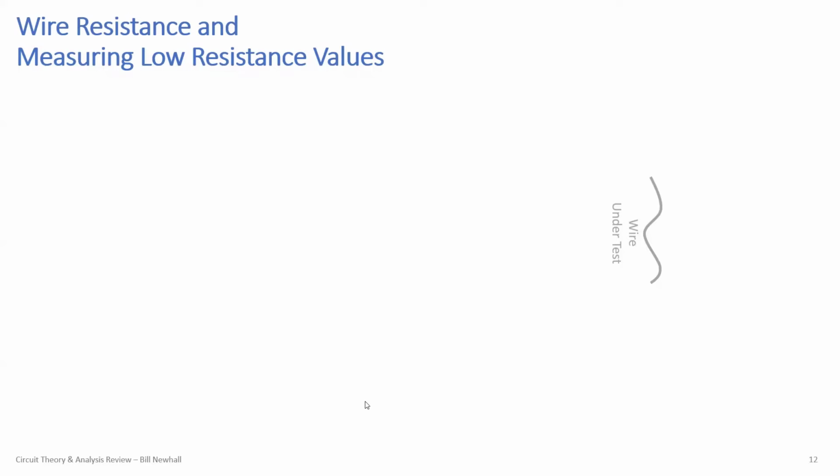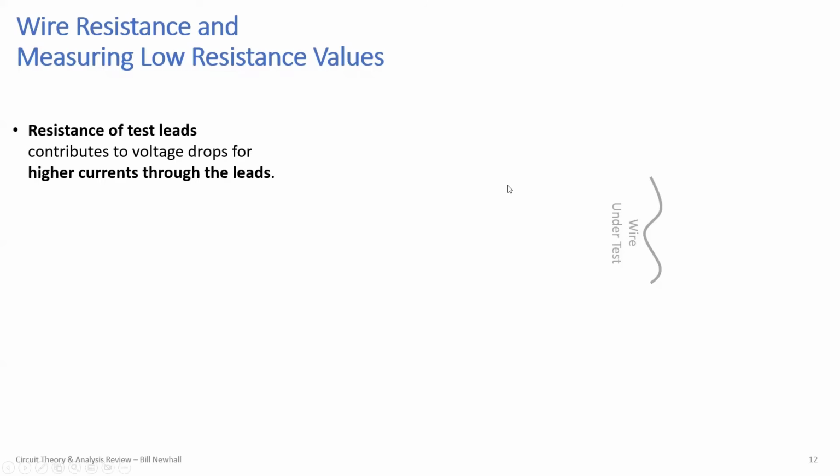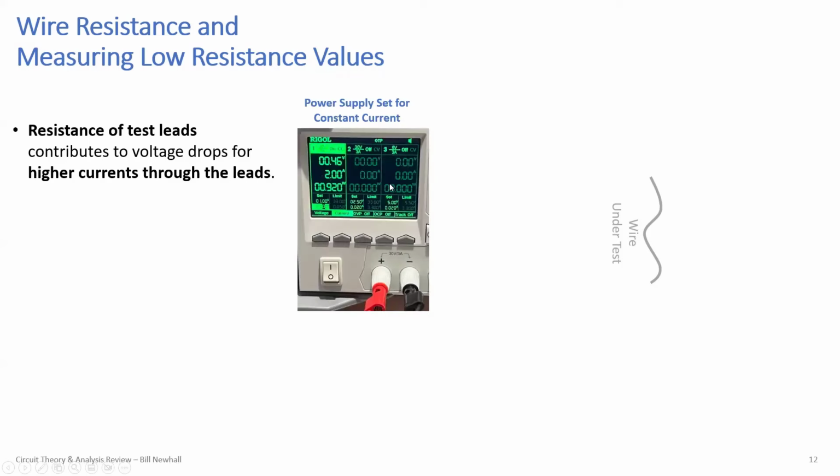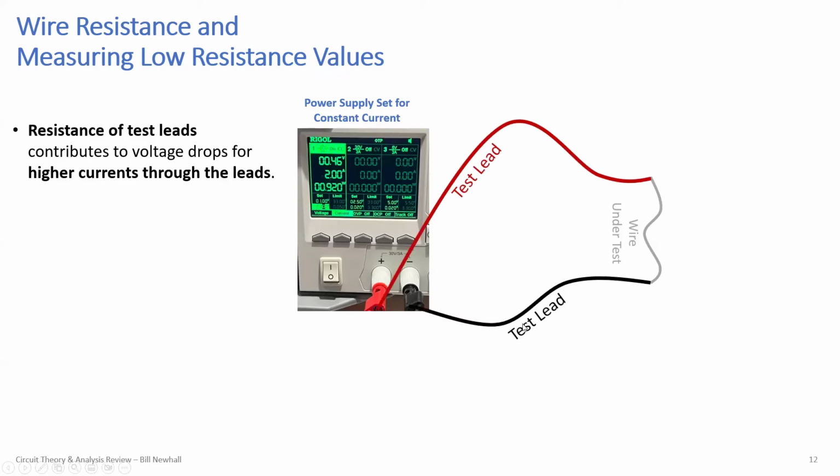But let's suppose you have this wire under test. When you measure a wire, the problem is that you also have wires coming from the test leads that may have their own resistance, and they contribute to voltage drops, especially when you have higher current. If you're just dealing with a few milliamps, that's usually not a big deal. Once you get up into the amp range or higher, then some of these thinner gauge wires can cause a problem. So let's suppose you have a power supply set for constant current.